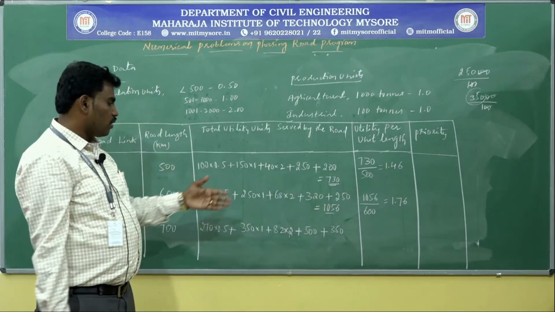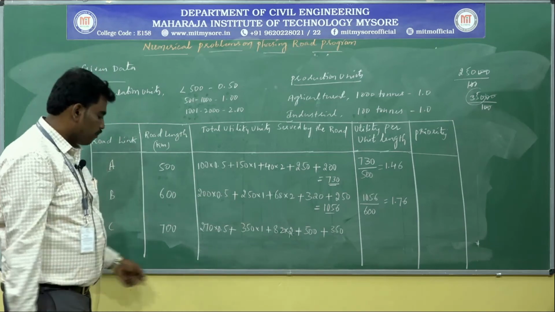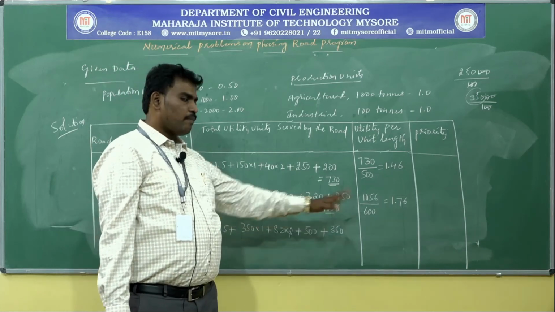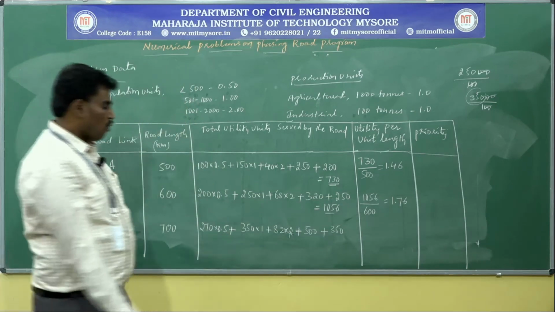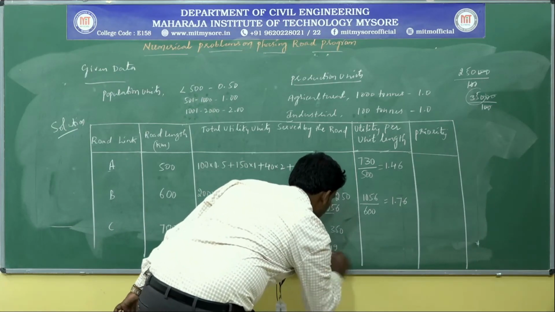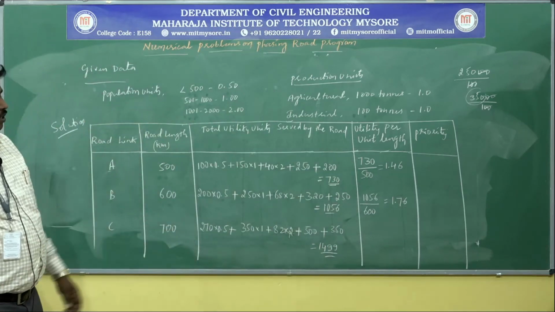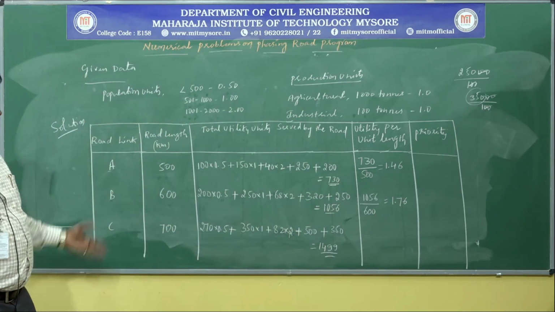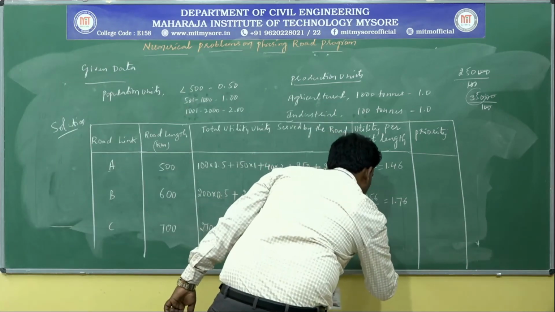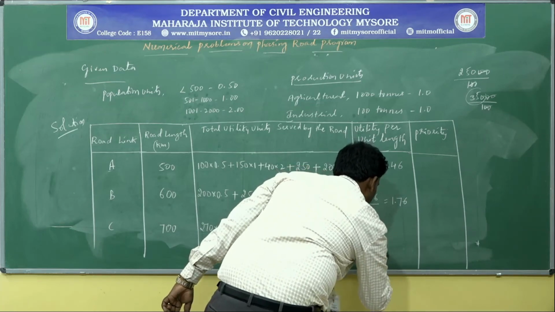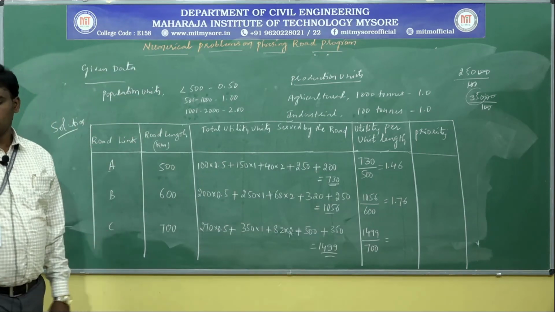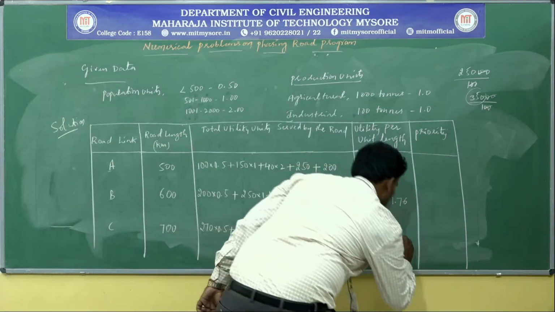Then the summation gives the total utility units for road link C. That is 270 multiplied by 0.5 plus 350 into 1 plus 82 into 2 plus 500 plus 350, which gives 1499 as the total utility units. In a similar manner, the utility per unit length is 1499 divided by 700, which gives about 2.14 for road link C.